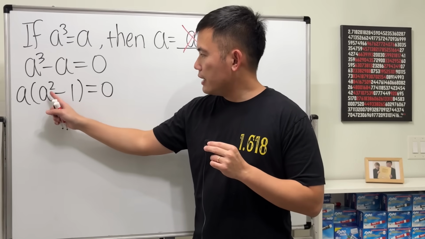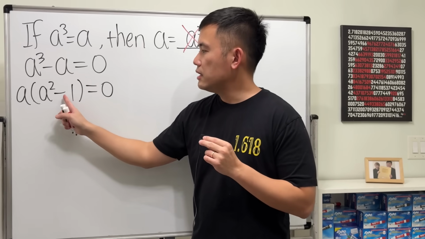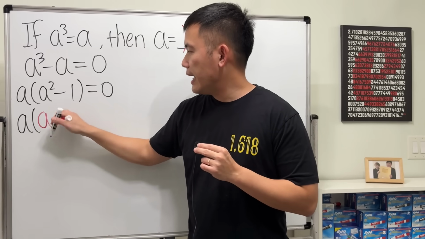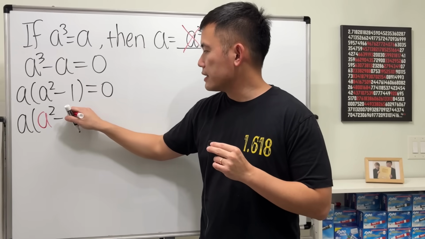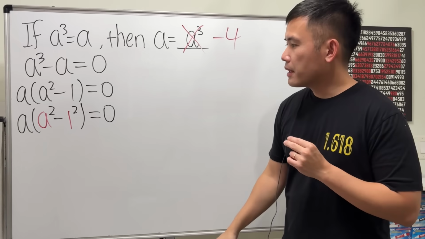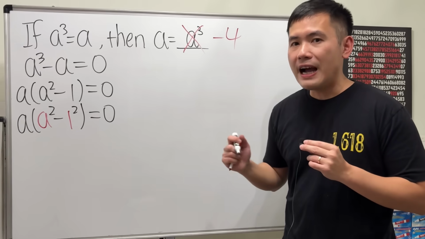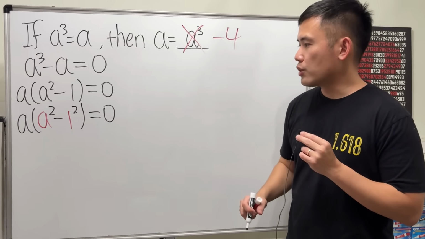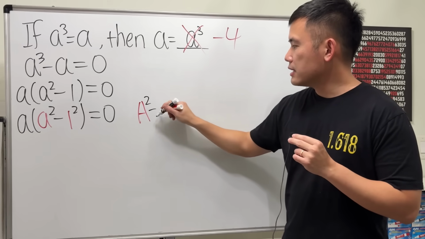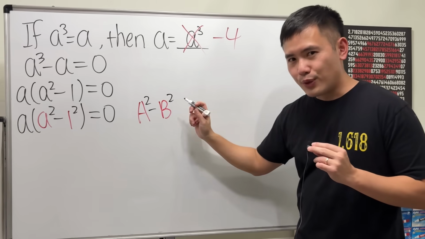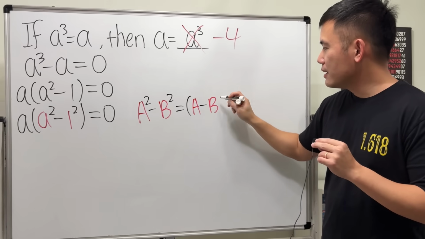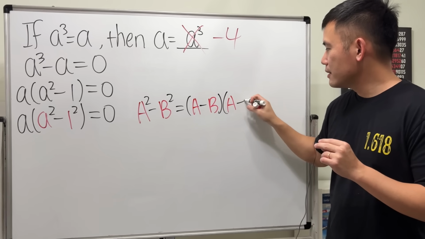Okay, here we have a squared minus 1. This is a difference of 2 squares because we can look at this as a squared minus 1 squared. Now, 1 is the same as 1 squared. Once we have this, we can factor it by using the difference of 2 squares formula. I will write it down right here for you. If we have a squared minus b squared, this right here is equal to a minus b times a plus b.